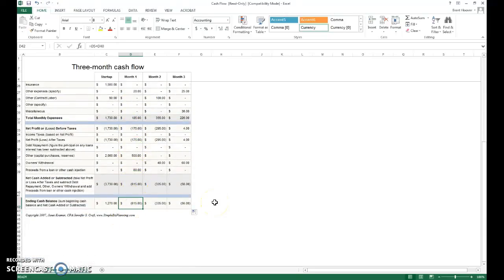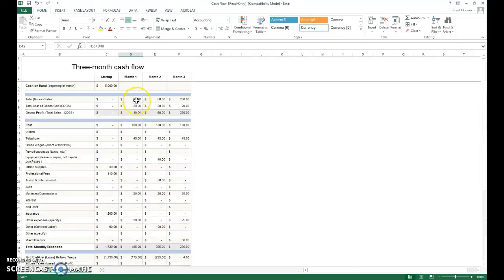Notice what happens to these. These are negative. You never want that. That means you cannot pay your bills. So in order to fix that, we need to actually increase our sales. Like I said, this is the beauty of formulas. You can plug in any different numbers and it automatically adjusts.